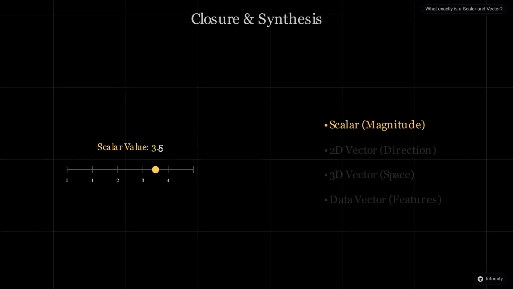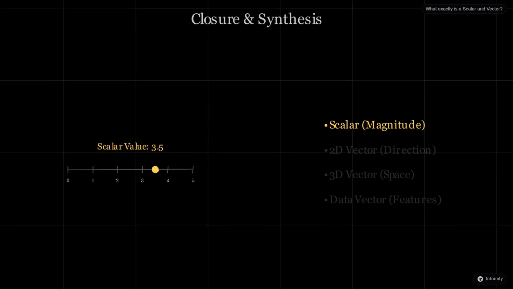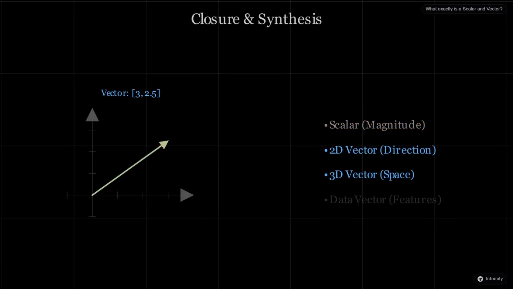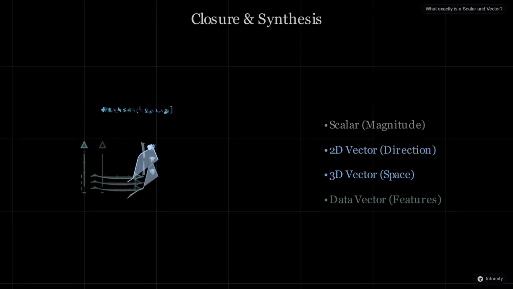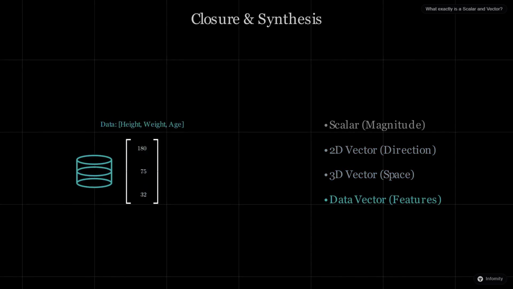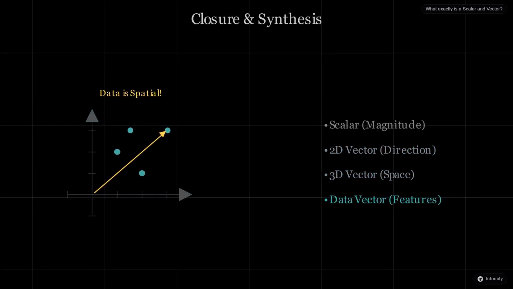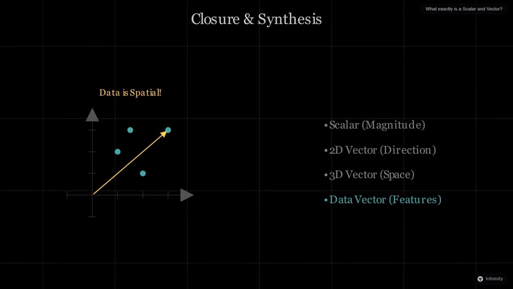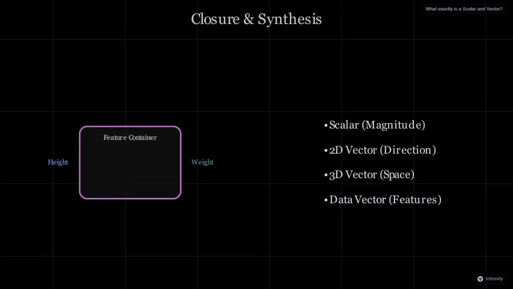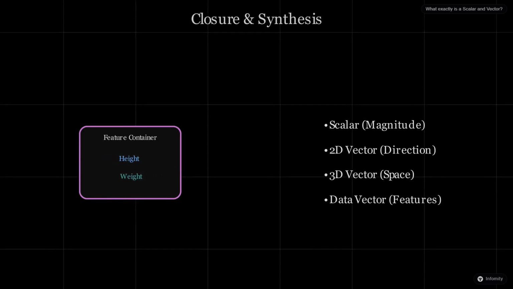Let us synthesize our journey today. We started with simple scalars representing magnitude. Then, we saw geometric vectors directing movement. Finally, we unlocked data vectors in abstract space. Quick gut check. Would you have guessed data is actually spatial? You now understand vectors not as mere arrows, but as feature containers.